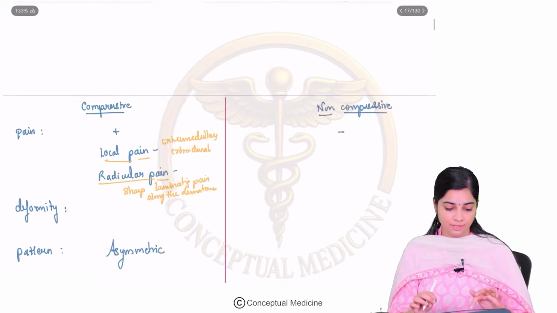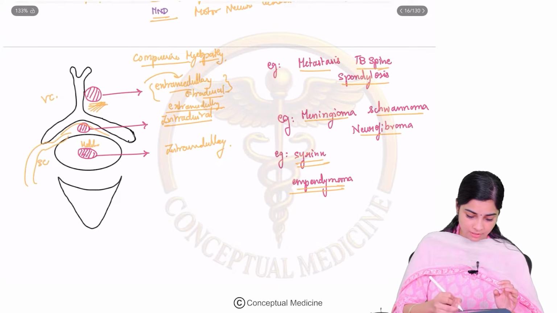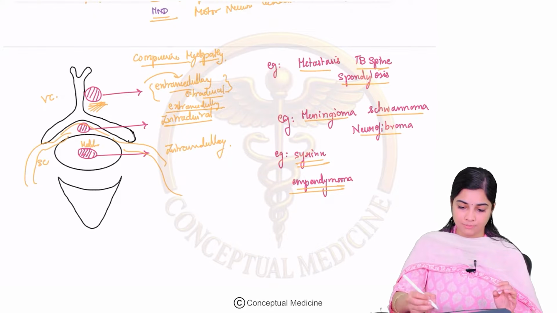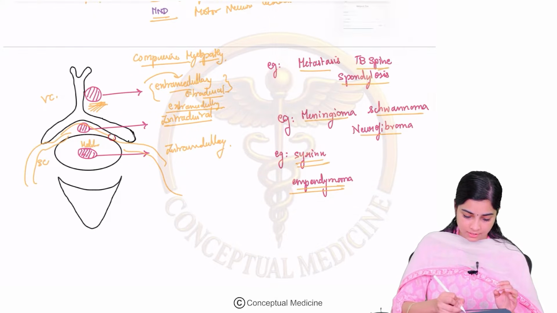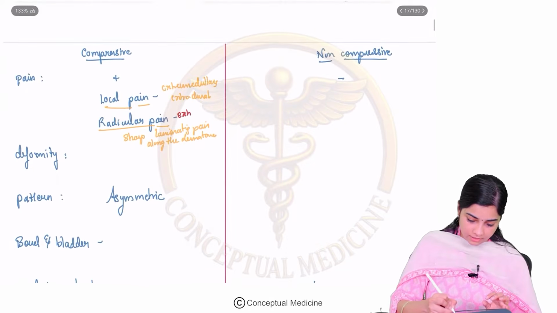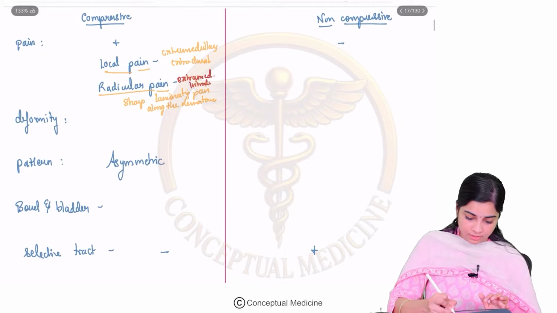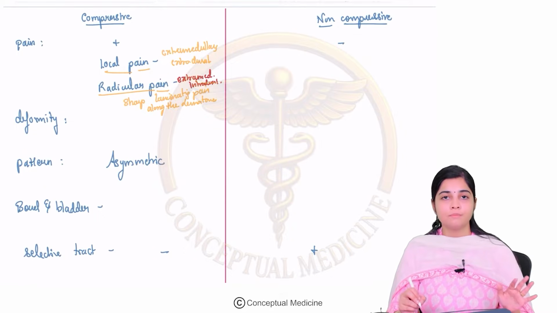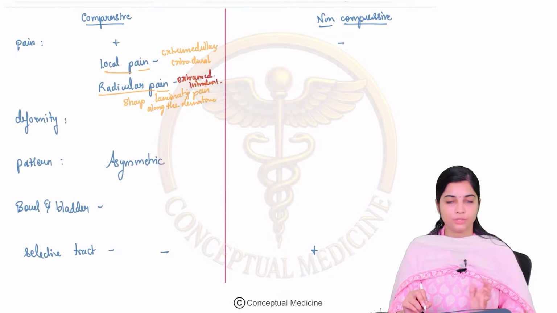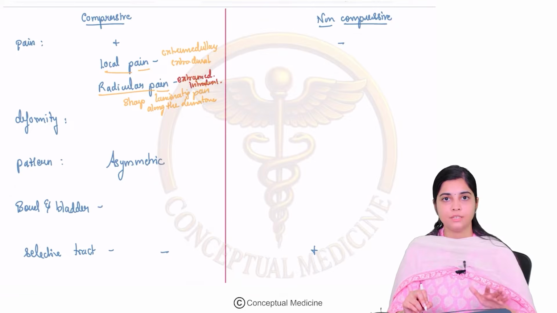Where will you get your radicular pain? In which type of compressive myelopathy? We know that the nerve roots are going to come out from here. So if there is a compression here, or let's say anywhere here, in an extramedullary intradural compression, you will have radicular pain. So in a compressive myelopathy, you can either have a local pain or a radicular pain, depending on whether this is an extramedullary extradural lesion or an extramedullary intradural lesion.